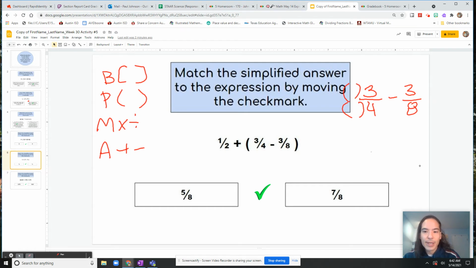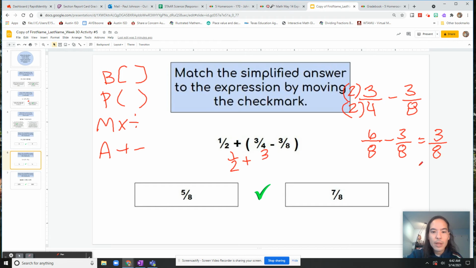So I'm going to build a snowman on the side that I am changing. I can change a 4 into 8 by multiplying by 2. So I'm going to fill my snowman both top and bottom with 2. So I'm going to rewrite this fraction. 2 times 3 is 6. 2 times 4 is 8. So now I have 6/8 minus 3/8, which gives me 3/8. So now I have 1/2 plus 3/8. I can get rid of the parentheses because I do have this plus sign right here.